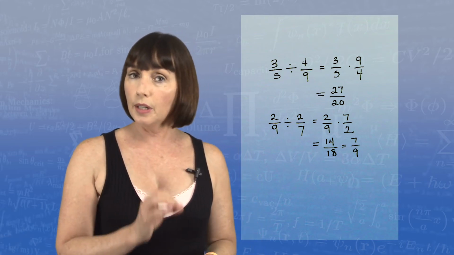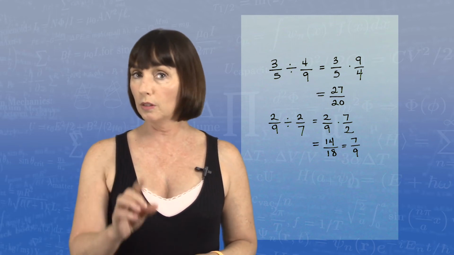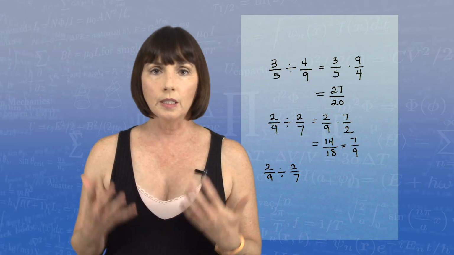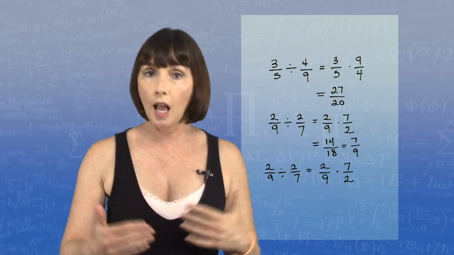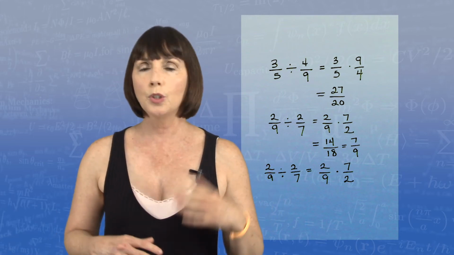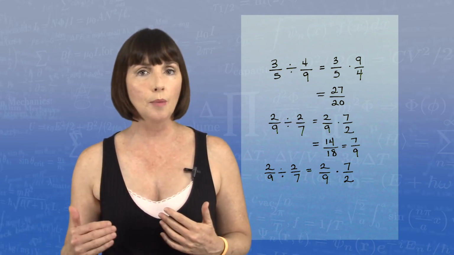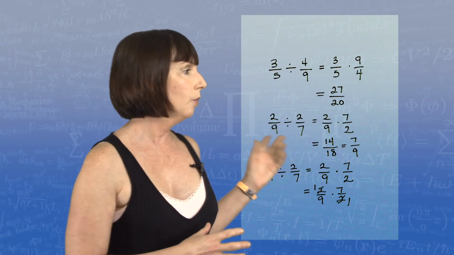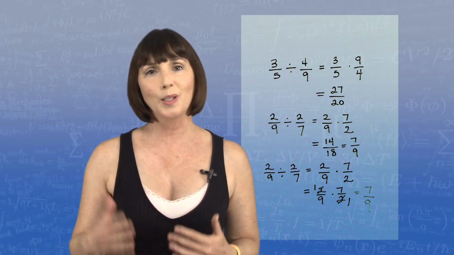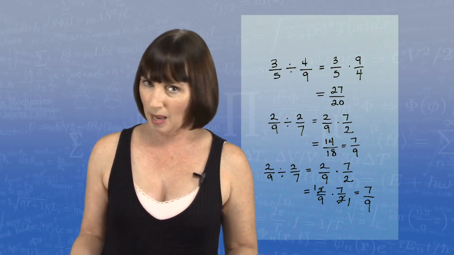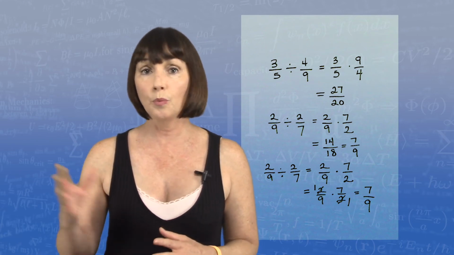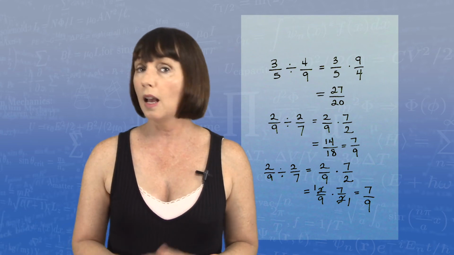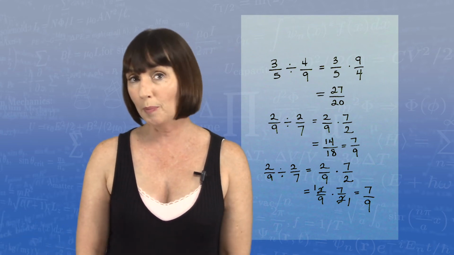Now, this is another case where we could have cross-canceled, so let's take a look. 2 over 9 divided by 2 over 7 is equal to 2 over 9 times 7 over 2. Now we have a 2 in the numerator and a 2 in the denominator. They could cancel out. And then multiplying, we have 1 times 7 is 7, 9 times 1 is 9. Again, we get the same answer. It just depends on whether or not we reduce at the end or cancel our common factors in the process. Either way is okay, whichever one you like best.